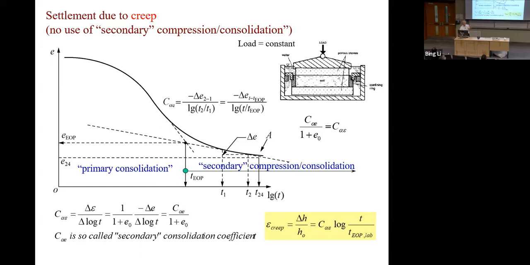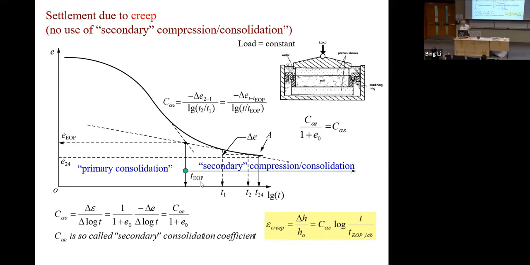The end of primary consolidation, what's the meaning of that? The meaning is the excess pore pressure at this point is nearly zero. So when the pore pressure is nearly zero, we can still observe continuous compression with time, with a nearly constant slope. And the coefficient to describe the slope is C alpha epsilon. C alpha epsilon is the void ratio change, but we use the negative here because the change is negative, so it is positive, over log time increase, okay? This is the C alpha epsilon definition.